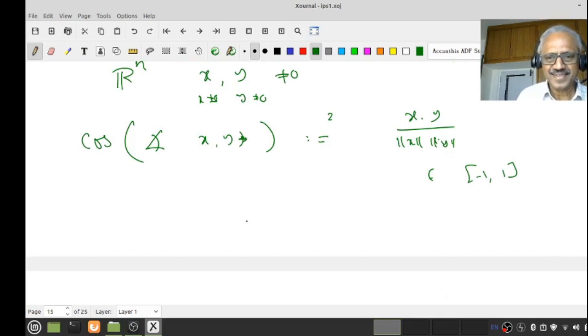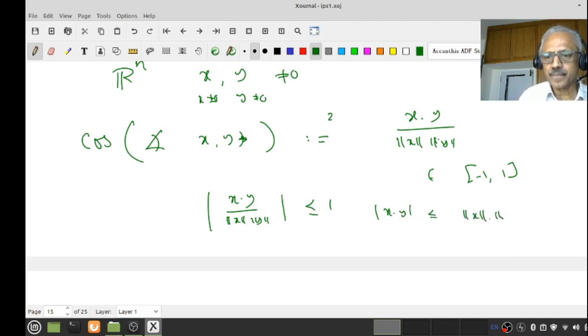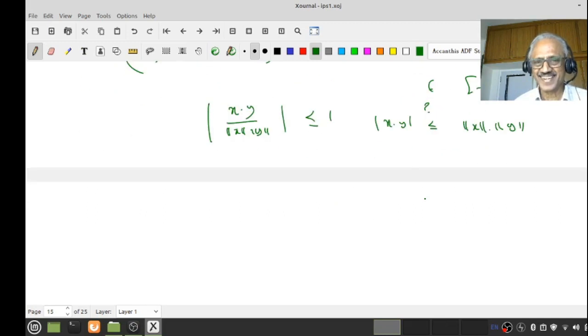Right? That means the mod of this fellow, x dot y by norm x into norm y, should be less than or equal to 1. That is, mod of x dot y should be less than or equal to norm x into norm y. Okay, is this true? See, we are discovering mathematics, right? Okay, this is what is known as the Cauchy-Schwarz inequality.